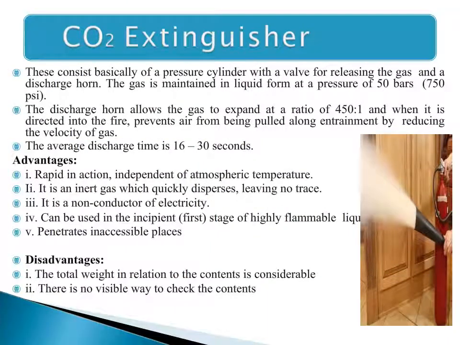CO2 extinguisher. It consists basically of a pressure cylinder with a valve for releasing the gas and a discharge horn. The gas is maintained in liquid form at a pressure of 50 bars, that is 750 psi. The discharge horn allows the gas to expand at a ratio of 450:1, and when it is directed into a fire, prevents air from being pulled along by reducing the velocity of the gas. The average discharge time is 16 to 30 seconds.